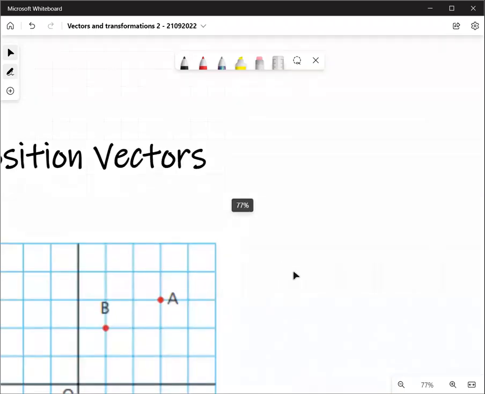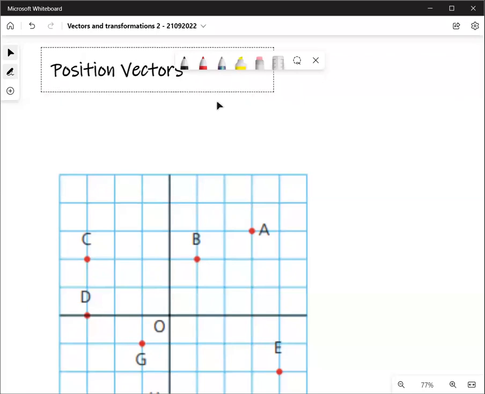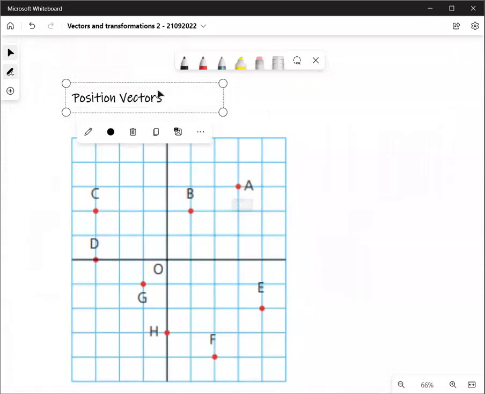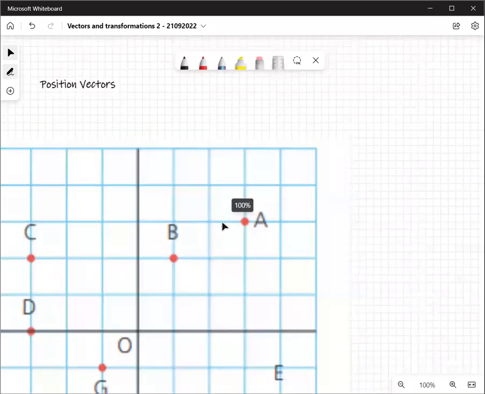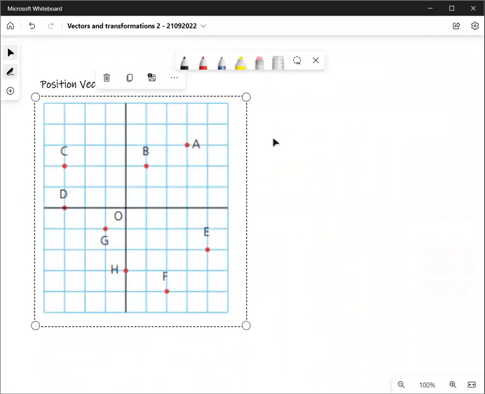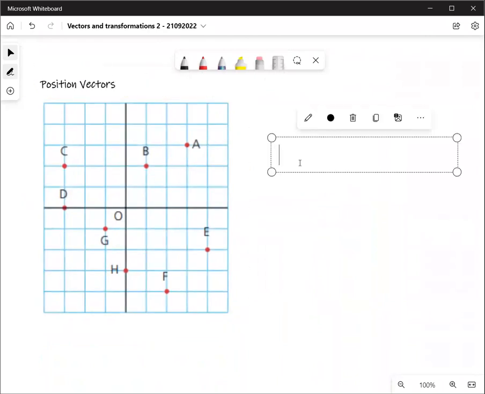Now, Manvi, do you know what position vectors are? Have you done this chapter in school? I remember. It's like from B to A, if you give it a name, like a small letter a or something, that's a position vector. No, that's not it. That's a column vector. Okay, I'll tell you what it is.